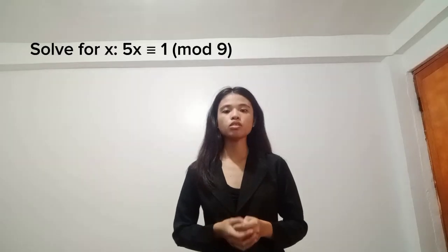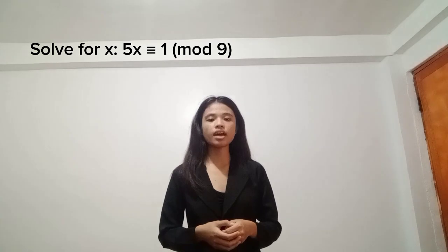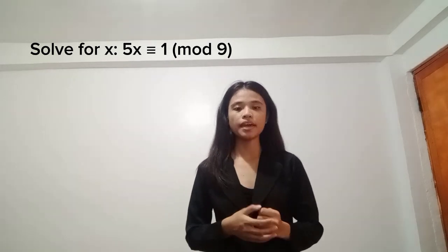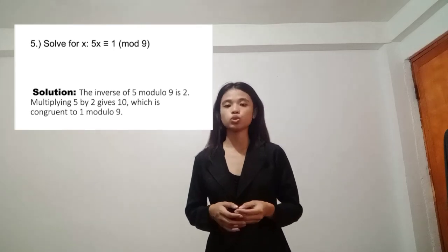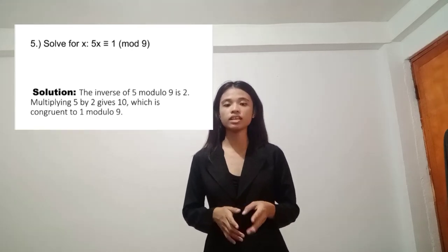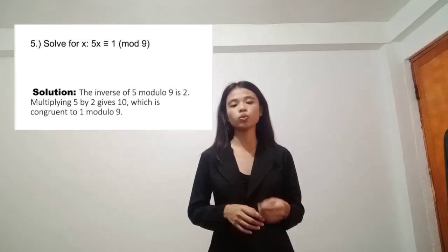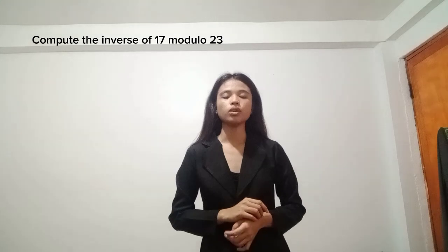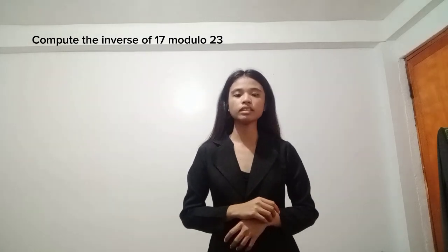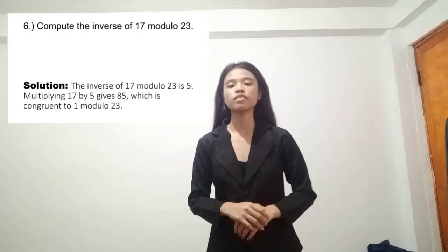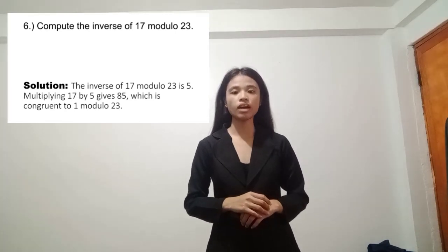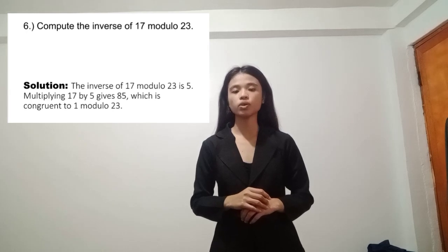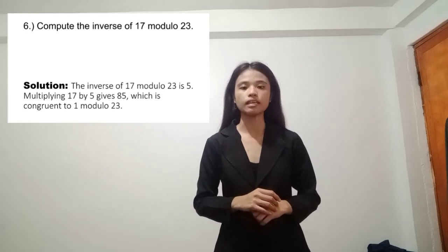Fifth example, solve for x. 5x congruent to 1 modulo 9. The inverse of 5 modulo 9 is 2. Multiplying 5 by 2 gives 10, which is congruent to 1 modulo 9. Sixth example, compute the inverse of 17 modulo 23. The inverse of 17 modulo 23 is 5. Multiplying 17 by 5 equals 85, which is congruent to 1 modulo 23.